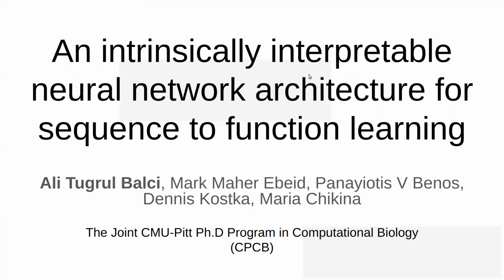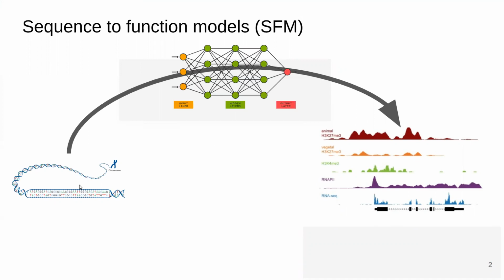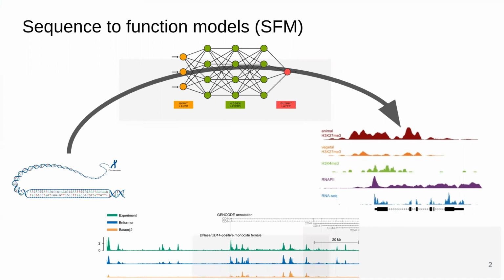Hi, it is my pleasure to present our work on an intrinsically interpretable neural network architecture for sequence-to-function learning. So, sequence-to-function models attempt to predict the functional output of a specific DNA sequence. And usually we will do this with a neural network. And these models have gotten incredibly powerful in recent years.